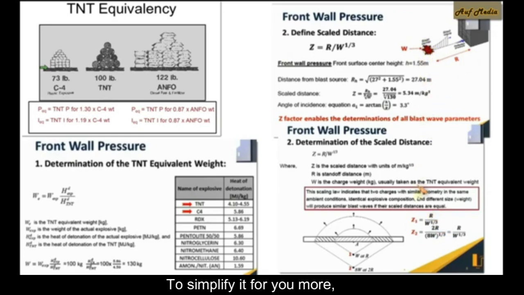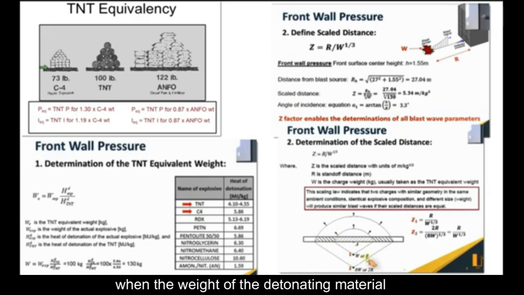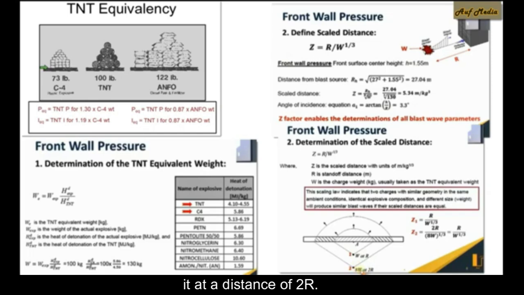To simplify it for you more, suppose I have a detonating material that has a certain weight and another detonating material with 8 times the weight. Does it make sense that both may give the same effect on the building? I can tell you yes. When the first detonating material is at a distance of R, at 5 meters for example, the other is at a distance of 10 meters, which is double the distance. The pressure that comes to the building as a result of a detonating material of weight W at a distance of R is equal to that of 8W at a distance of 2R.